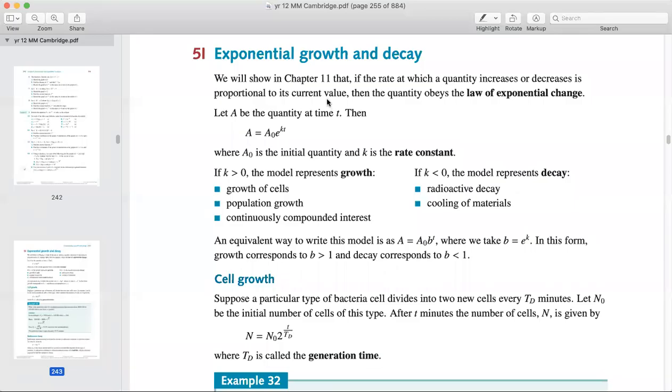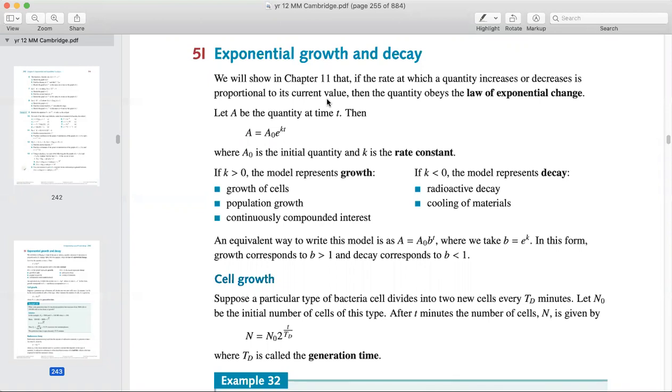Hello guys, welcome back to my channel, and today we're going to cover exponential growth and decay, and then I'm going to give you a short summary for this chapter. Okay, let's look at this together.